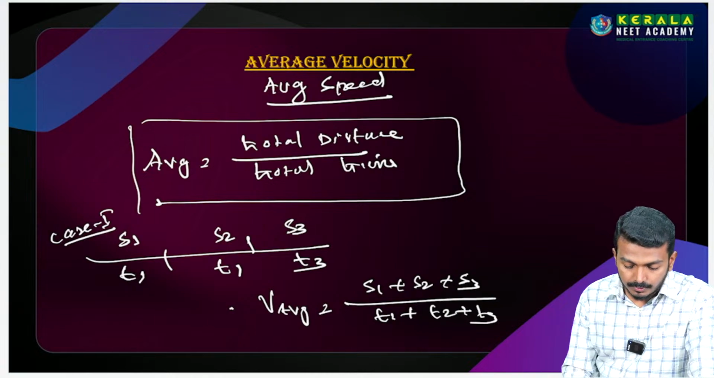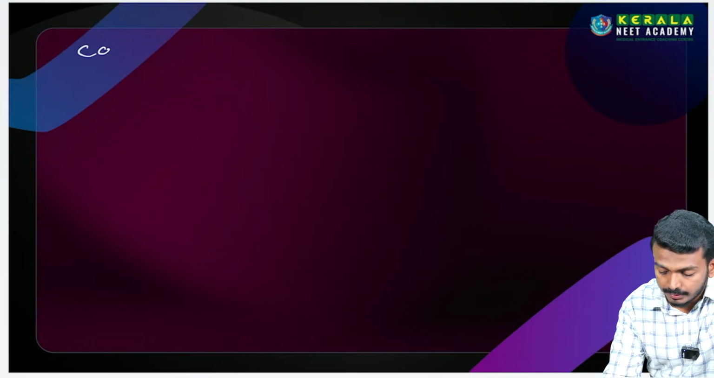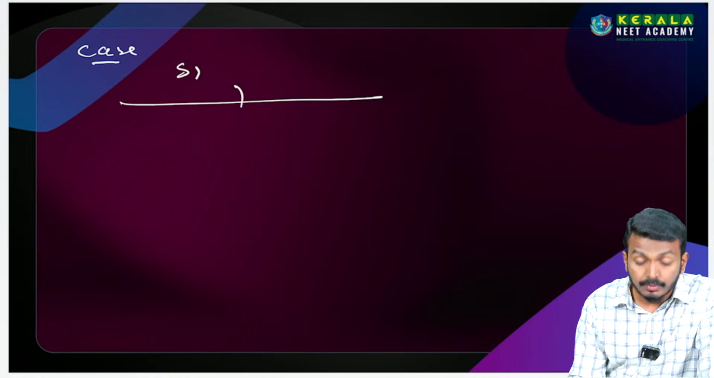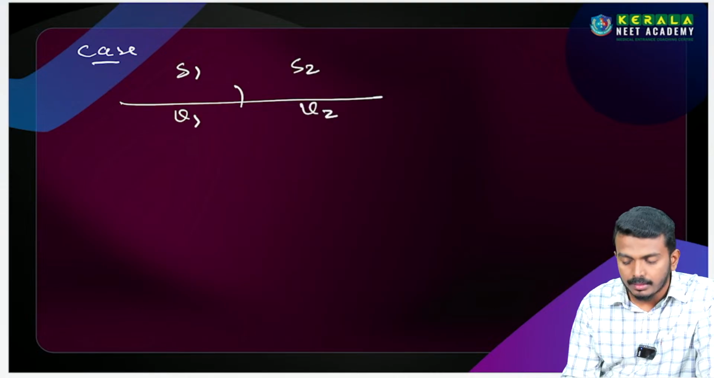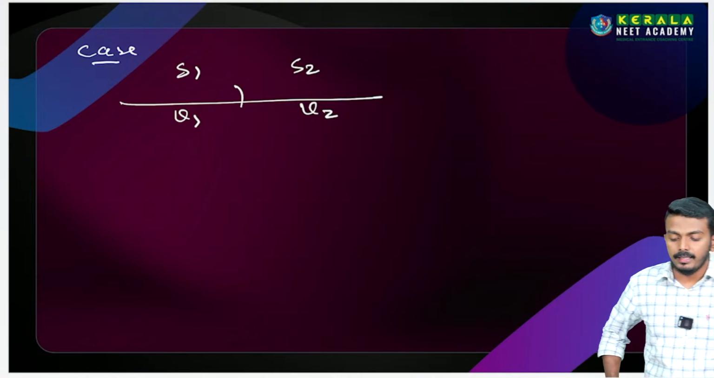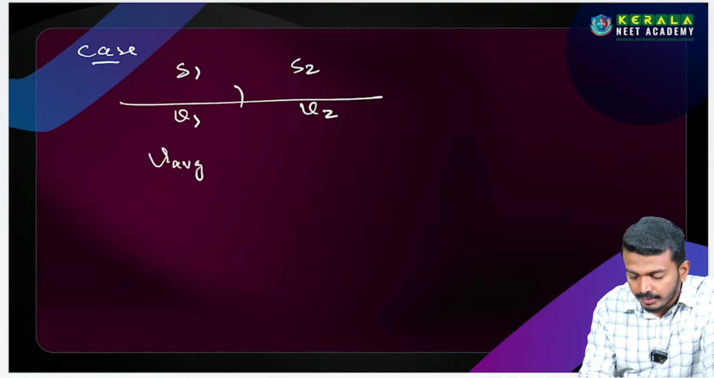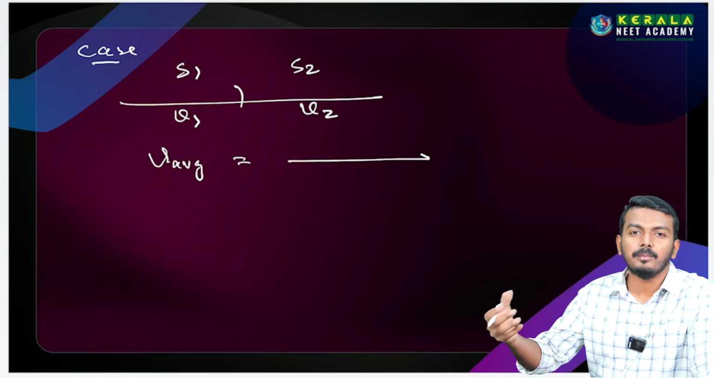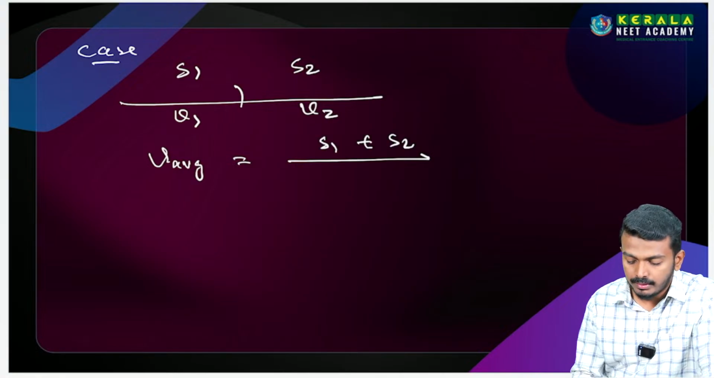Anyway, when we take the second case, case 2. Case 2 means a person travels S1 distance with a velocity V1. Next, S2 distance with the velocity V2. How to find the average velocity of the journey? You know, average velocity, we have only one equation. Total distance traveled by a body to the total time taken. What is the total distance? S1 plus S2. What is the total time?